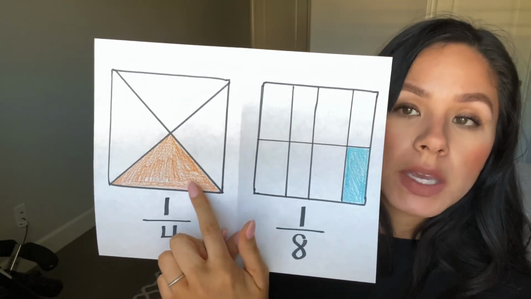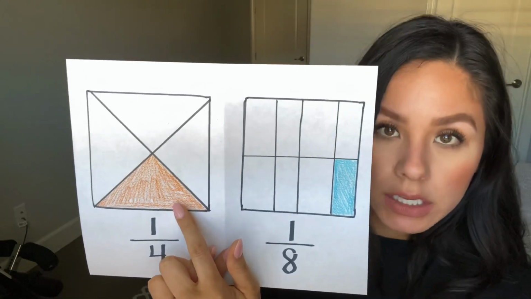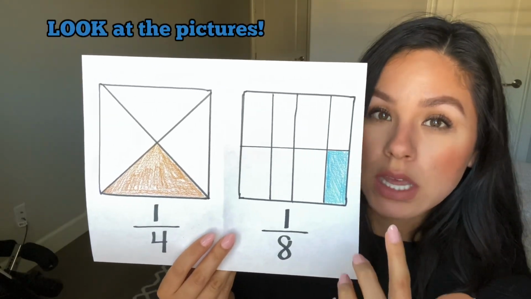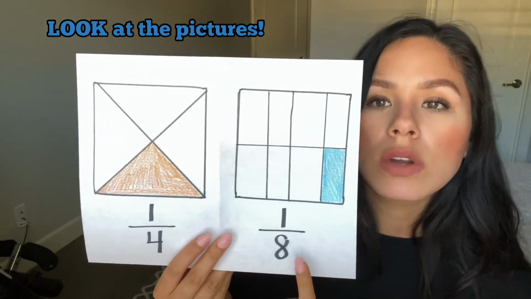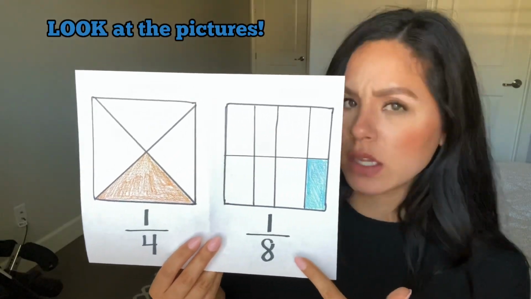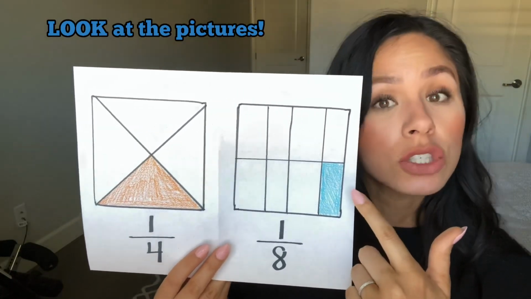And this piece here is clearly bigger than this piece. I hope that you can see that and that makes sense, right? So you would automatically think, no, 8 is a larger number. 8 is greater than 4. 1/8 is bigger. But when you look at the picture, you have to be really careful.